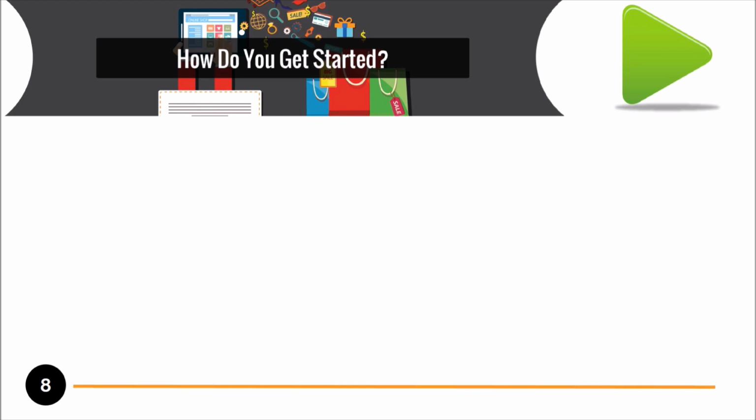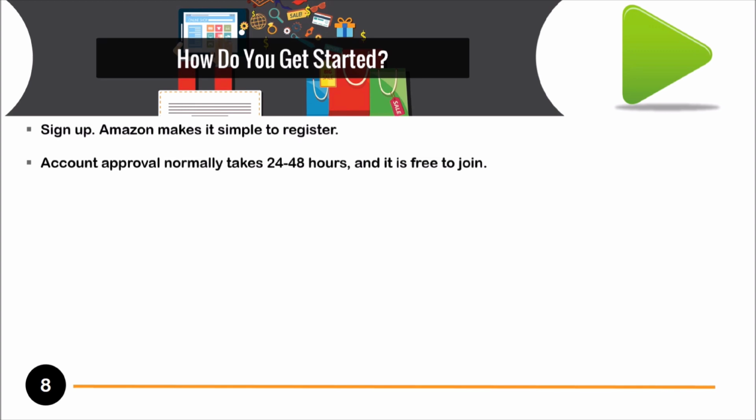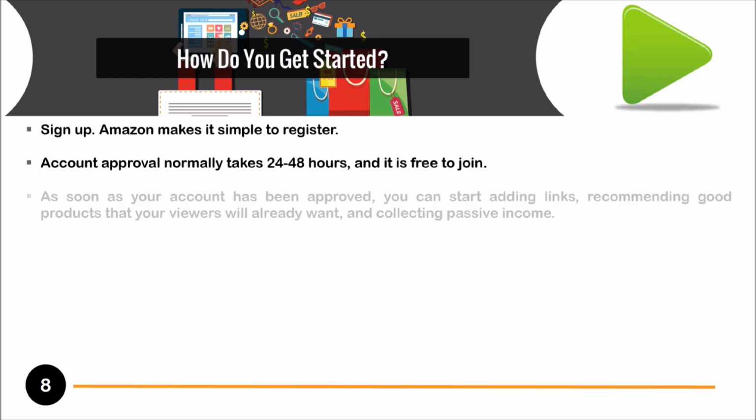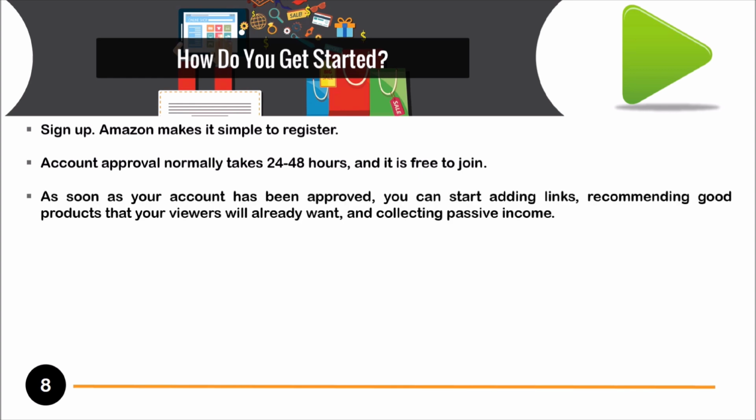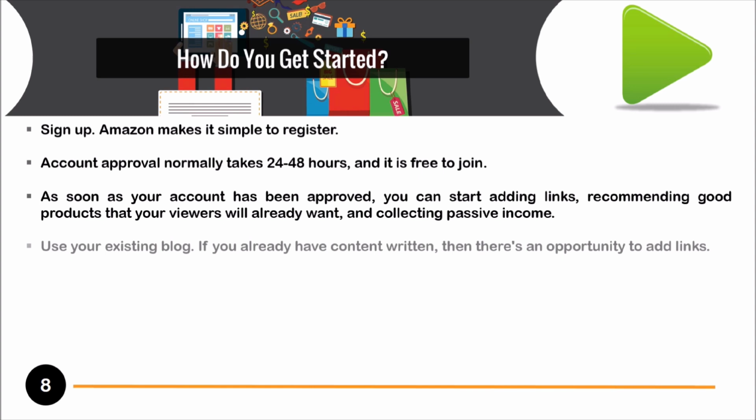How do you get started? Sign up. Amazon makes it simple to register. Account approval normally takes 24 to 48 hours, and it is free to join. As soon as your account has been approved, you can start adding links, recommending good products that your viewers will already want, and collecting passive income.